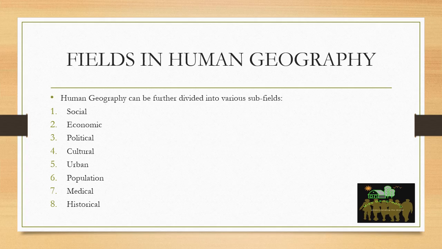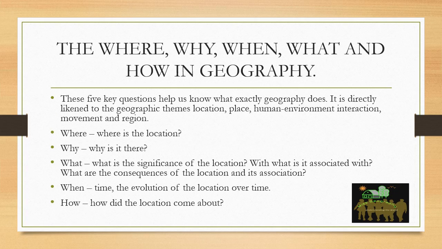Now let's look at the 5 questions in geography, the 5 key questions that are asked in geography. So we have why, when, what, where, and how in geography. So these 5 key questions help us to know what exactly geography does. It is directly linked to geographic themes like location, place, human-environment interaction, movement, and region.